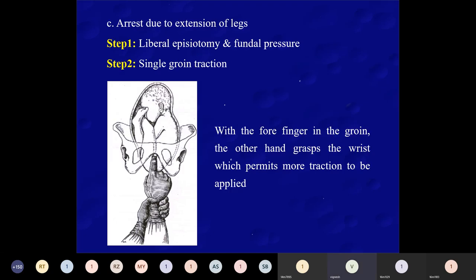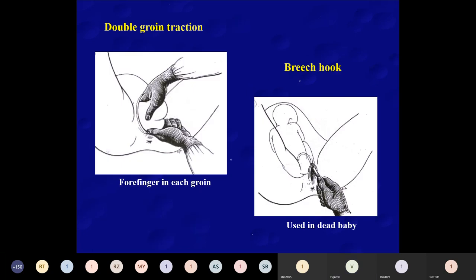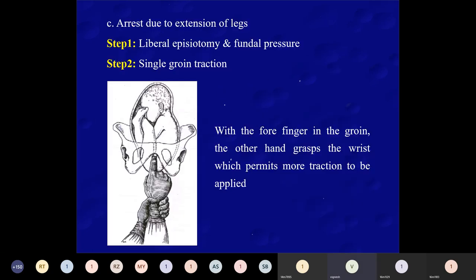So if there is an arrest due to extension of the legs, or extension of the head, give a liberal episiotomy and frontal pressure and single groin traction. You can also use a breech hook and give traction with the forefinger in the groin and the other hand grasping the wrist, which permits more traction to be applied. This is one method for extended legs.